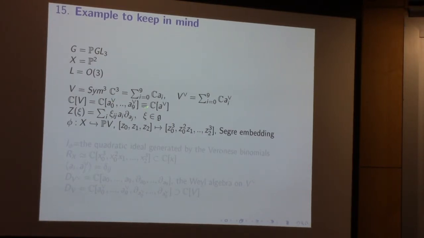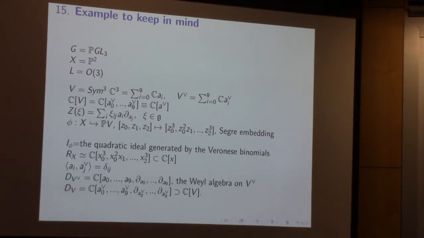So V becomes this 10-dimensional representation on the space of all degree 3 homogeneous polynomials. And CV is just this polynomial function ring in 10 variables. A check here forms a dual basis of the A. And again, V is this 10-dimensional representation of PGL3. And the embedding is exactly this cubic embedding. So the ideal is, again, classical. It's defined by these Veronese binomials.